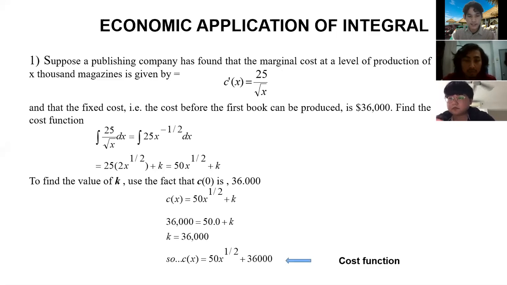C(0) is 36,000. So C(x) equals 50x to the power of 1 over 2 plus k. So 36,000 equals 50 times 0 plus k, then k equals 36,000. So the cost function becomes C(x) equals 50x to the power of 1 over 2 plus 36,000.